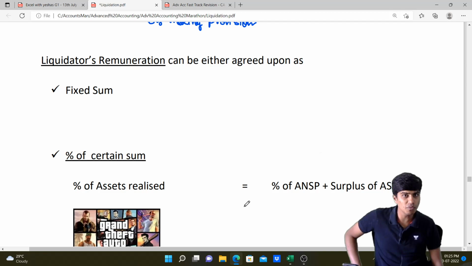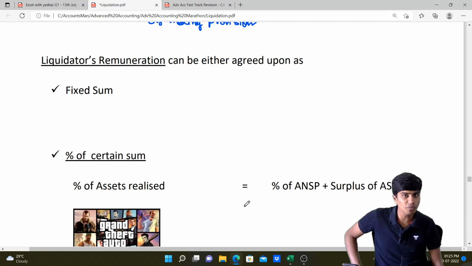Now, liquidators remuneration is applied as a percentage of assets realized. How is it applied? Percentage of assets realized. If they just use the words assets realized, then we should compute it as a percentage of assets not specifically pledged plus only the surplus of ASP, and not the whole of assets specifically pledged.